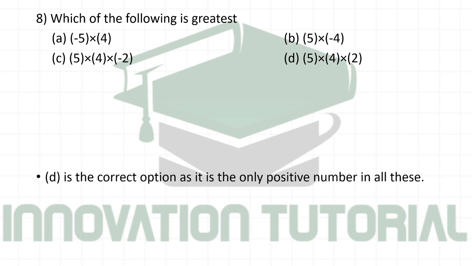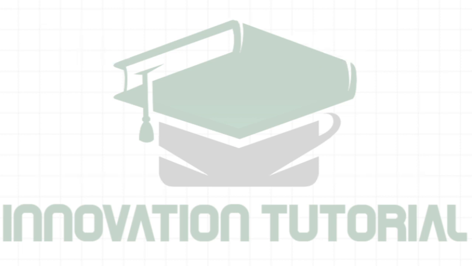So the only positive number in this is option D. All others are negative, and every negative number is smaller than any positive number. So the correct answer is option D, and the answer is 40. Option D is the correct option.